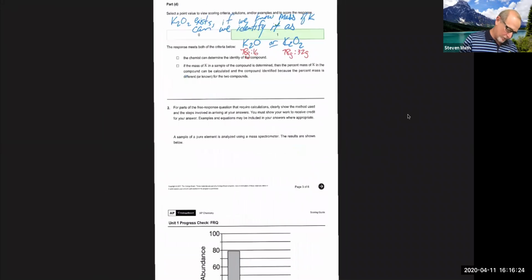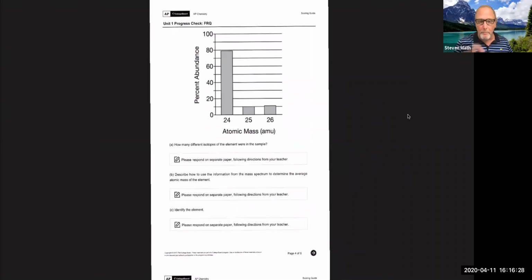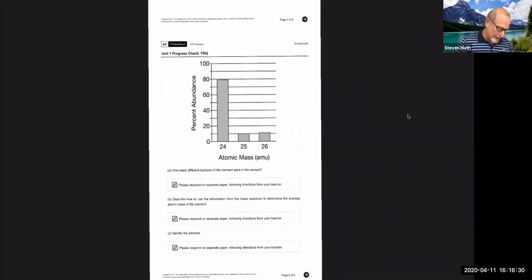Now, question 2, I think, is much easier. They're giving us a mass spec chart. This is percent abundance versus atomic mass. This is what would come out of a mass spectrometer. It's a bar graph instead of peaks, but you know, they're keeping it pretty simple. And they're going to ask us 3 questions.